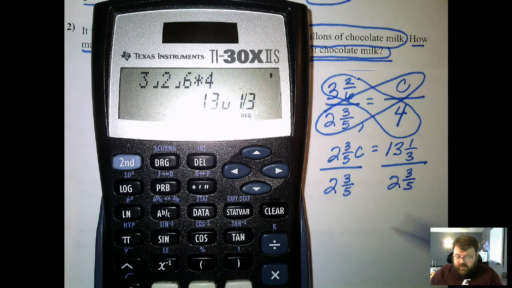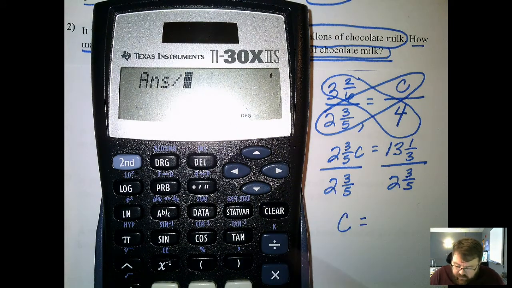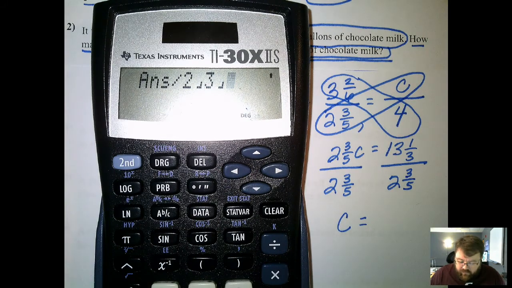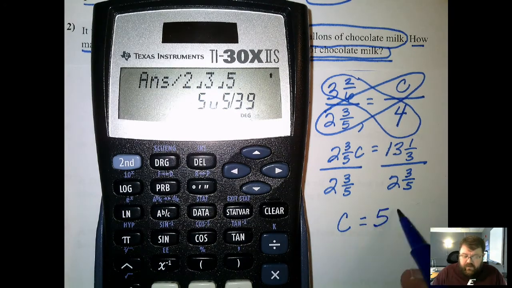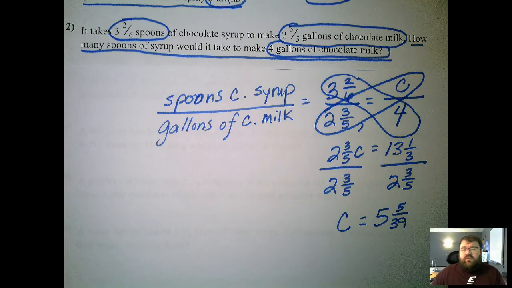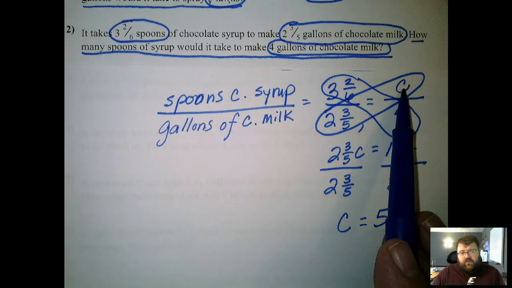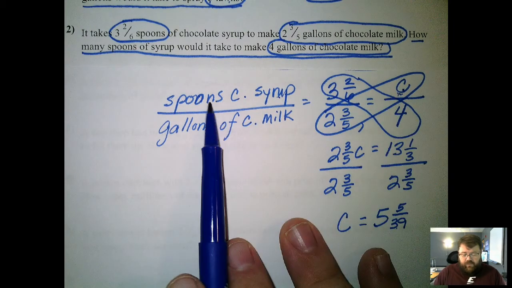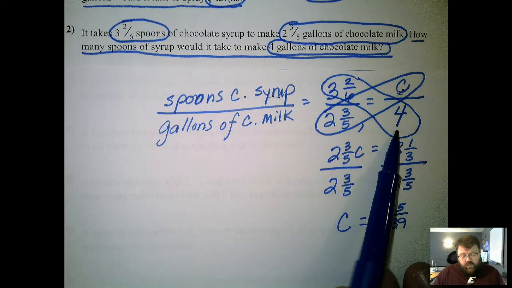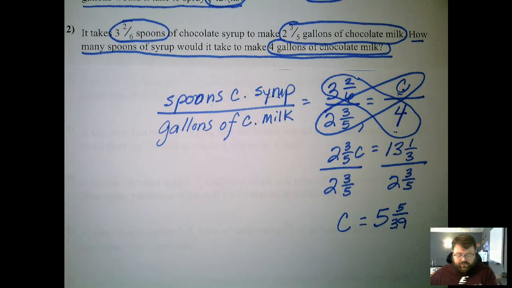The way we write 1C is simply C is equal to 13 1/3 divided by 2 3/5. Hit enter, and we get 5 5/39. Well, what does that mean? Remember, when you need to write in a sentence, find your variable and go over. So we're talking about 5 5/39 spoons of syrup will make 4 gallons of chocolate milk.